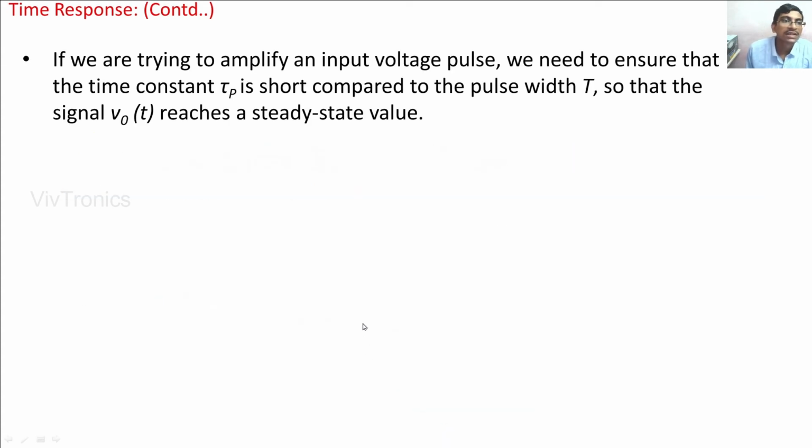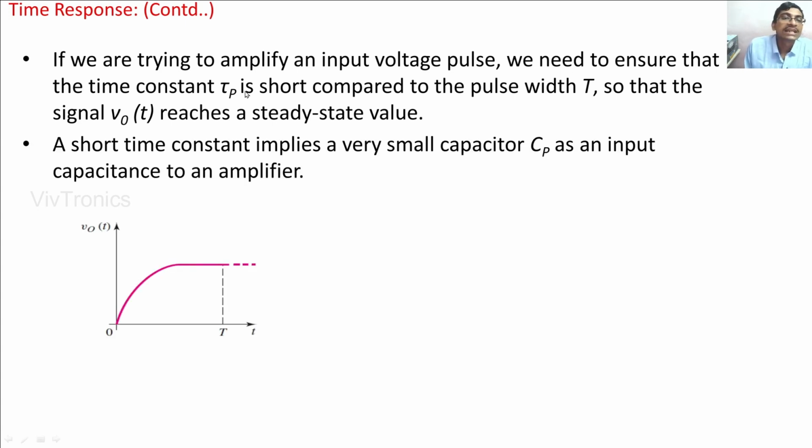If we are trying to amplify the input voltage as a pulse, suppose we assume our input voltage is a pulse, we need to ensure that the time constant tau p is short when compared with the pulse width t, so that the signal Vo(t) reaches a steady state value. Which means that if our input signal is a pulse, then we need to take the time constant tau p as short as possible compared to the pulse width t, so that Vo(t) will reach the steady state value. That means if the time constant is less, then it will reach the steady state value as soon as possible, so that the short time constant will give a short input capacitance of an amplifier.